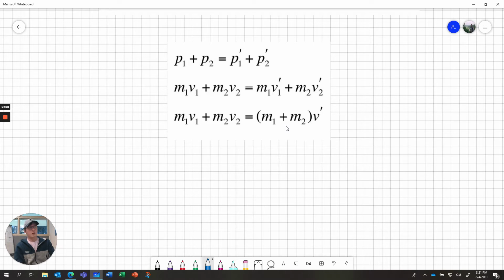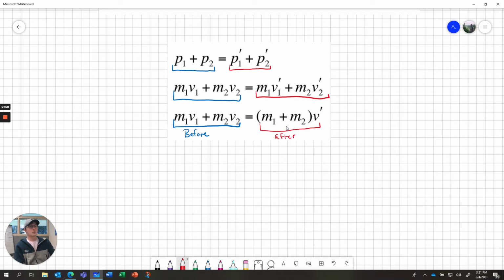The left side of all of these equations is describing what happens before the collision. So everything on the left is describing before. Everything on the right side is describing what happens after a collision. And the idea is all the momentum added up going into a collision is the same as the total momentum coming out of a collision.